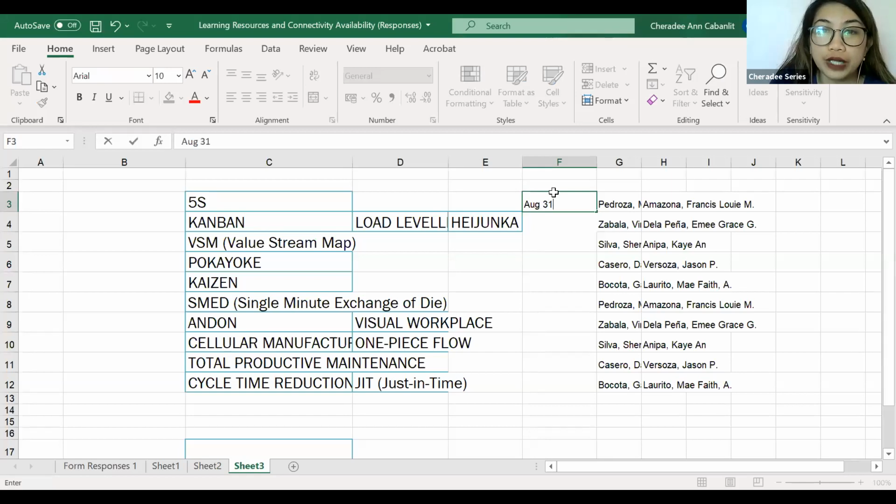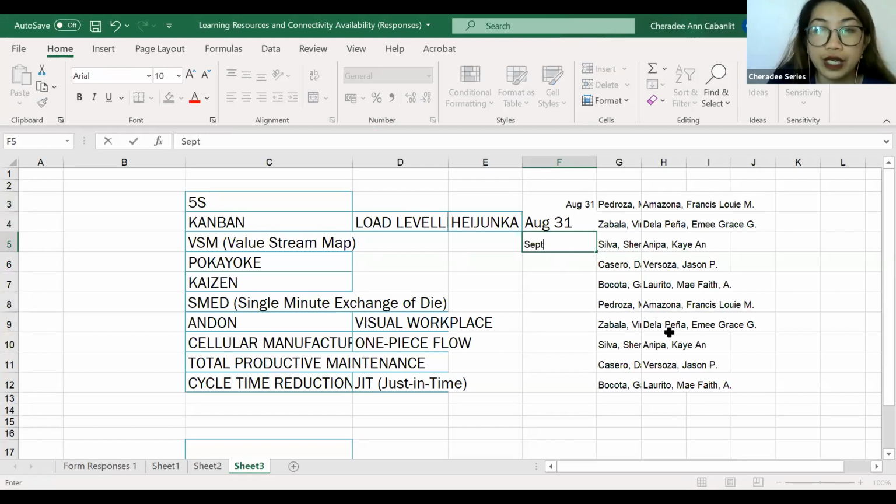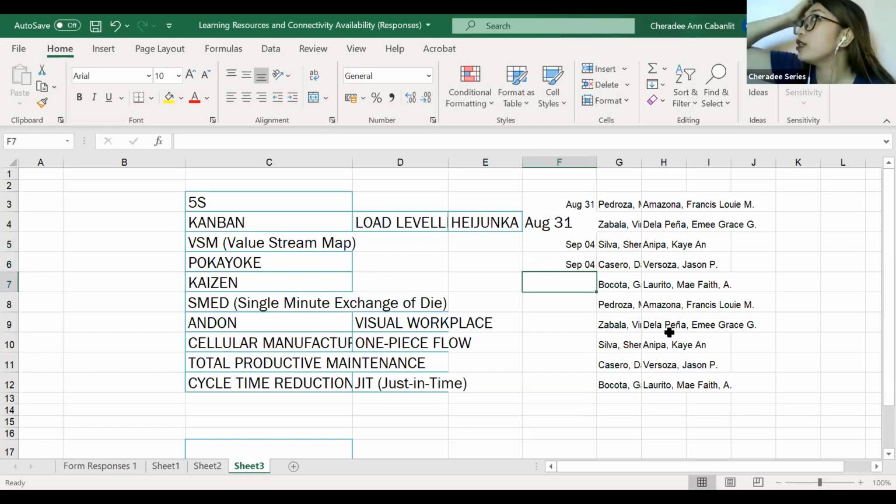August 31 will be Pedrosa and Amazona. Alright? And then Kanban, load leveling or Heijunka. Heijunka and load leveling are actually the same. August 31 as well. So, you will have one hour each. Alright? And then, DSM and Poka-yoke will be September 4.